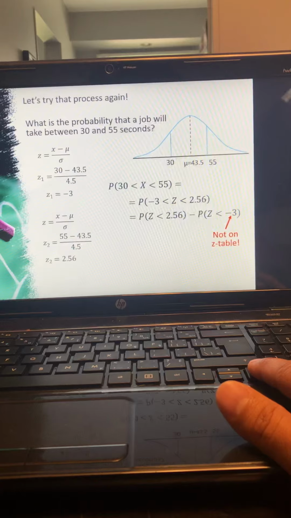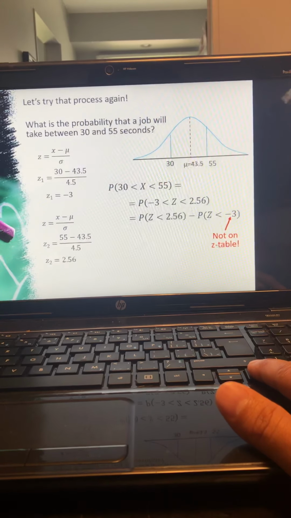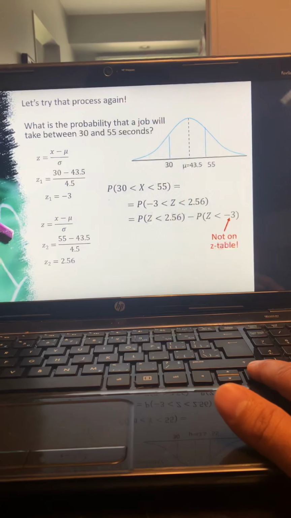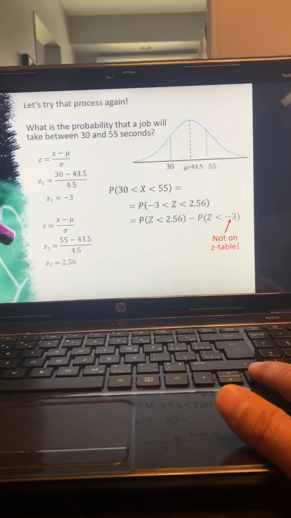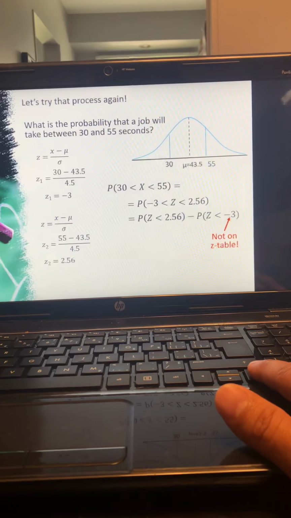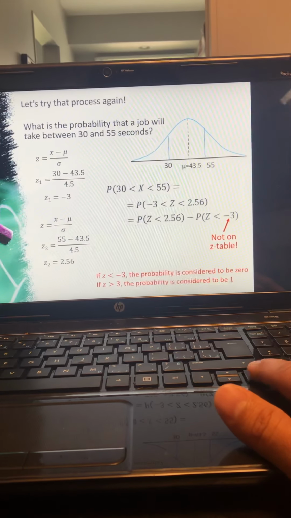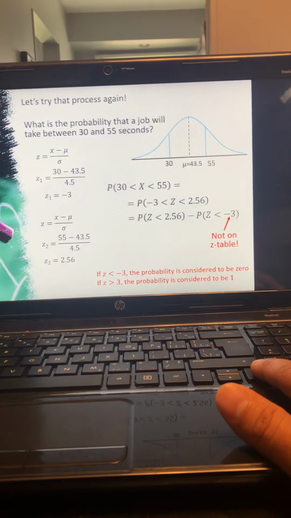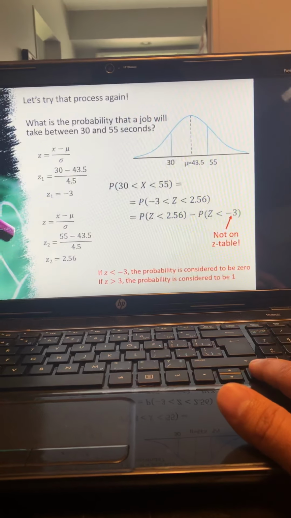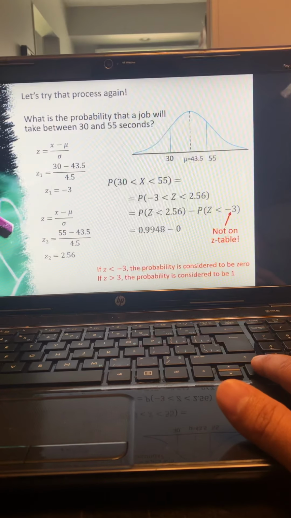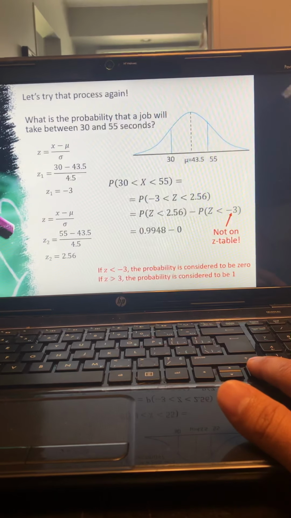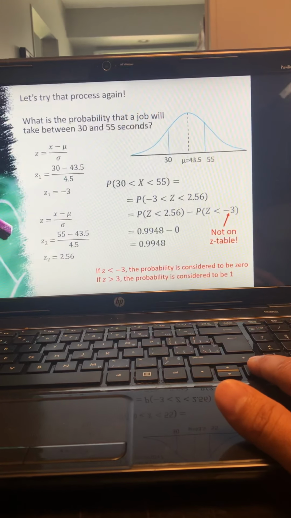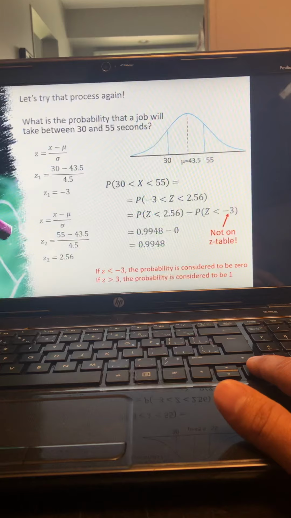In this case, -3 is not on the z-score table. That means it's 0. It's either 100% or 0. And if it's negative, it's 0 because it's going to the left. And if it's to the right of 3, it's 100 because it's everything. 100%, 1.0. 0 is 0. So in this case, 2.56 is 99.48%, minus 0 gives you 99.48%.